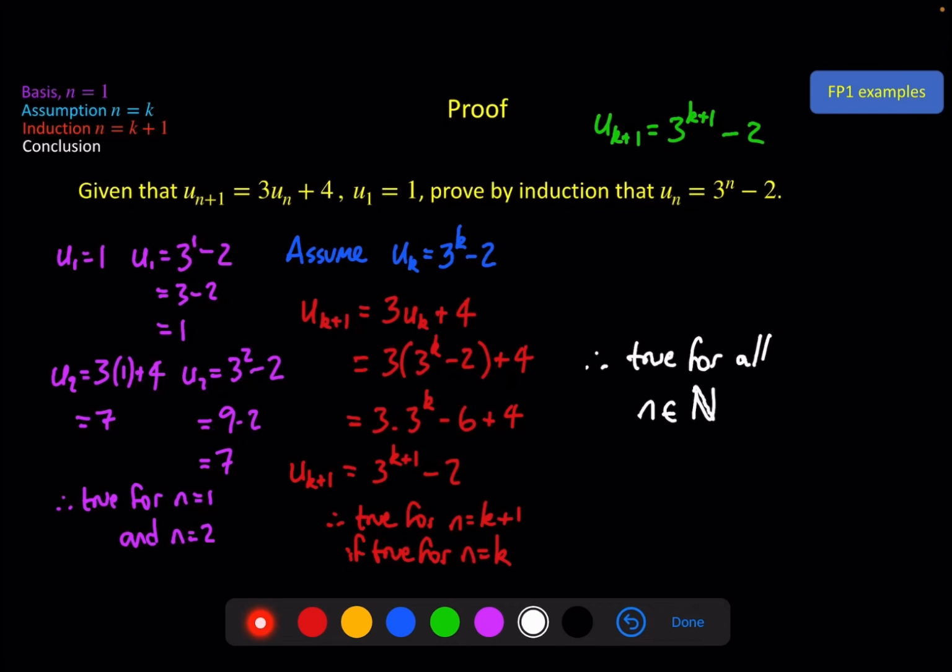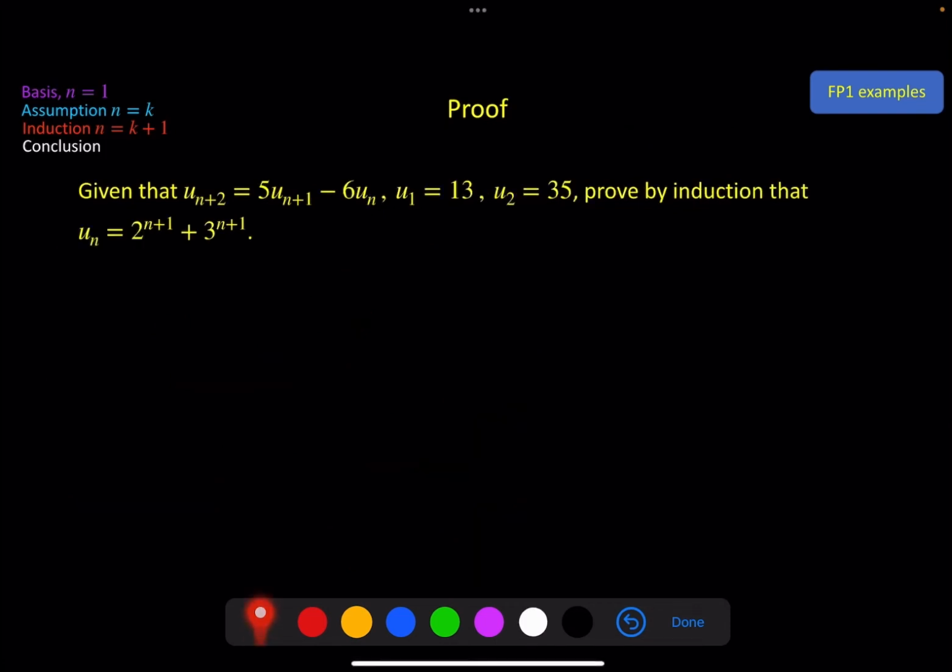Second and final example takes it one step further. Here we've got two starting conditions, u_1 is equal to 13, u_2 is equal to 35. We need to show that both of these are true in the nth term we're trying to prove. And we also need to show that the recurrence relation, which will give us u_3, is also true in the nth term.